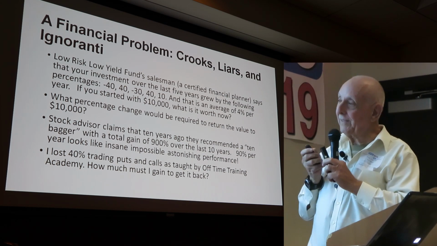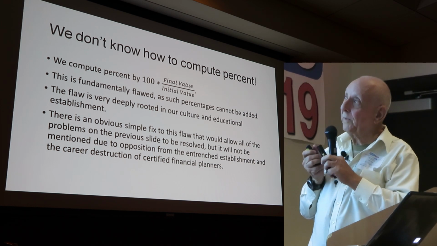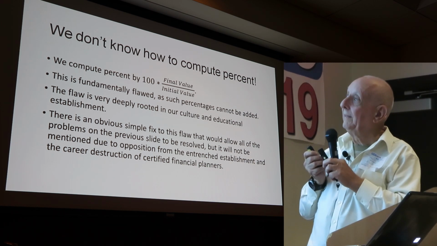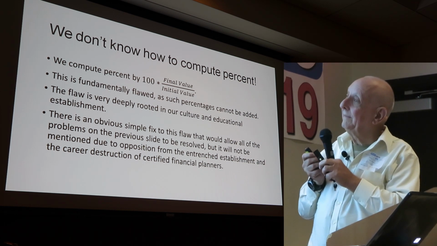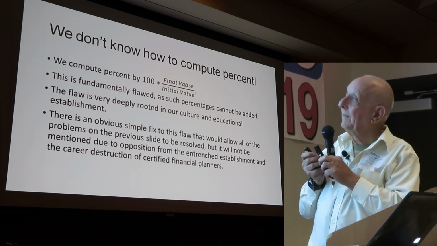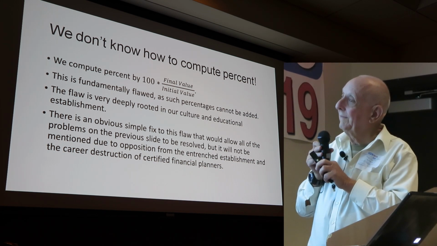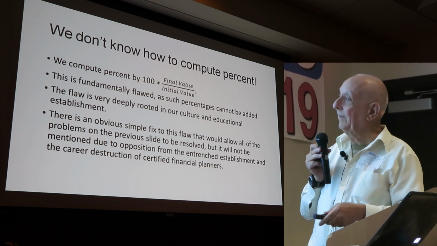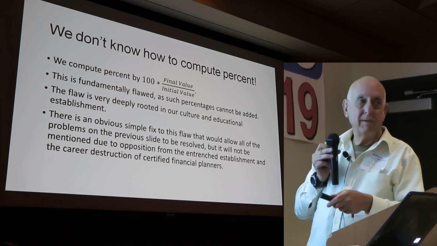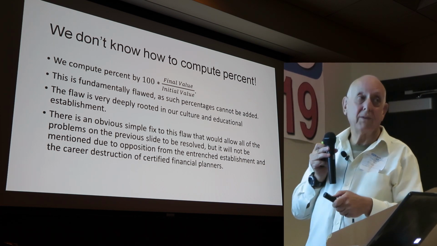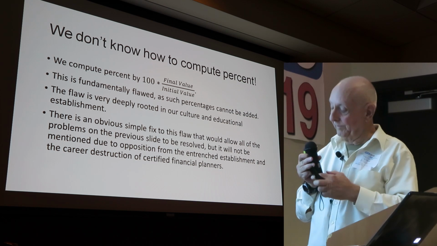This is the kind of thing you do. So here we're computing percent by 100 times the final value over the initial value, and that's fundamentally flawed, and you can't really change this, but the midpoint would be a big improvement. That's not the ultimate solution, of course. The ultimate solution is to use natural logs.